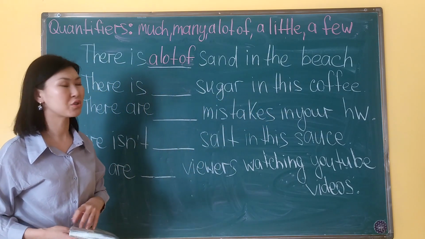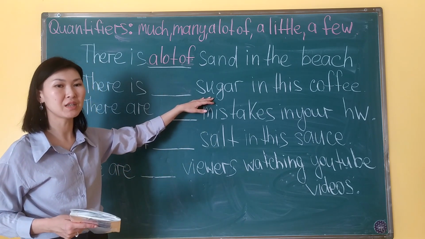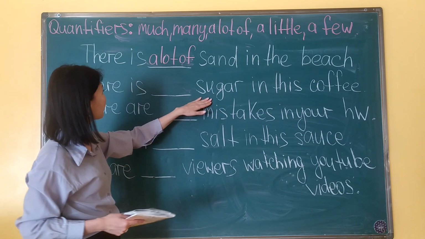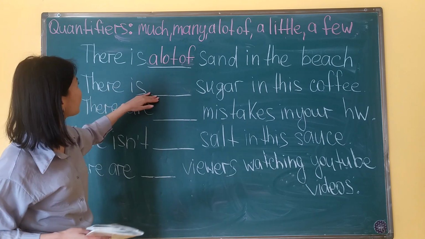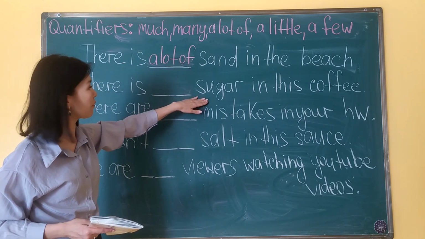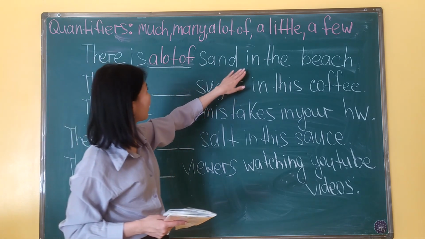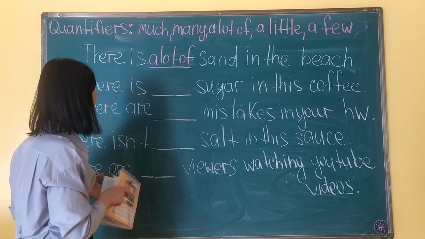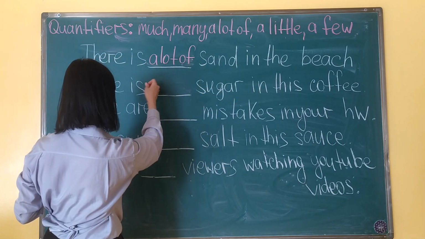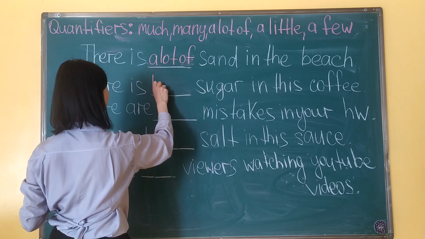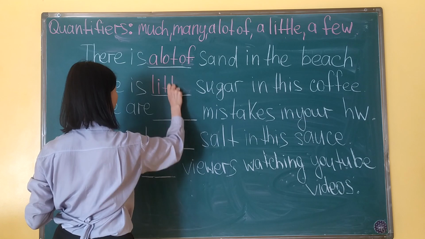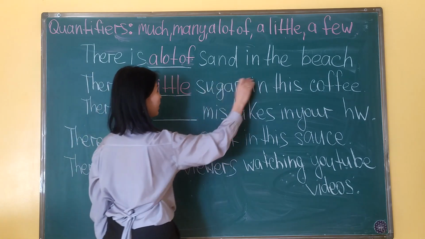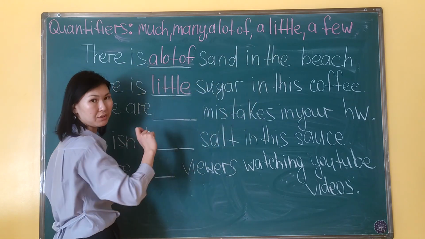So the second sentence, there is blank sugar in this coffee. So, what do you think? Sugar, is it countable or uncountable? It's uncountable, right? So, we can also say there is much sugar. We can also use there is a lot of sugar and a little sugar in this coffee. So, let's write down there is little sugar in this coffee. We can also say little or a little too.